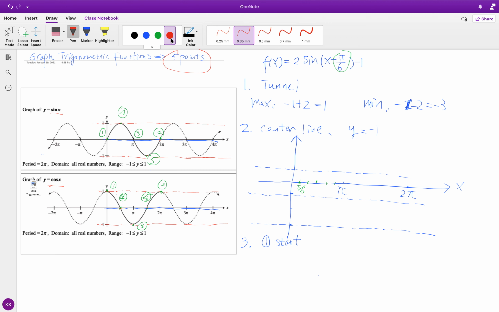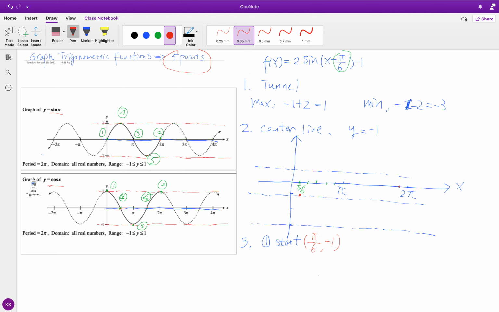Now remember that my starting point for sine is right on this midline, the center line. So my center line is here. That means my start point should be here. So the coordinate of my start point should be pi over 6, and then my y value is -1. Great. So that's my first point.